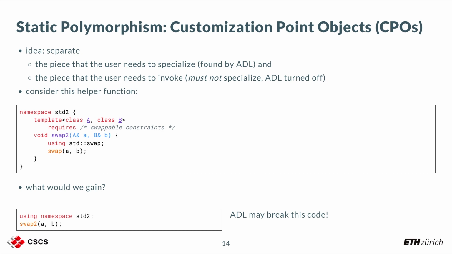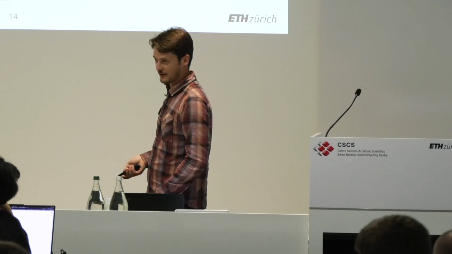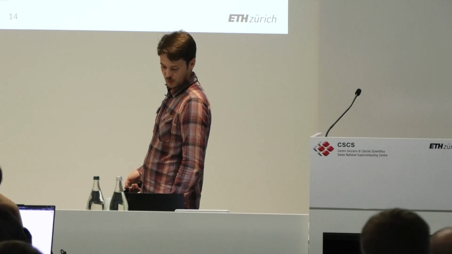So is this function better? Well, not really, because if we write something like this, using namespace standard2 and then swap2, we're still prone to fall into the ADL trap that this swap2 might go to somewhere else, because for some reason we have a swap2 somewhere else with the right arguments.